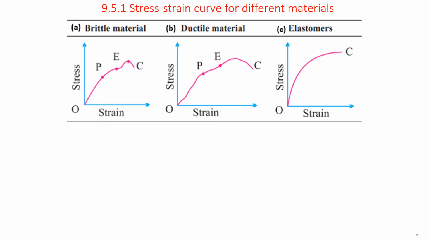The stress strain curve for different materials is shown on the screen. As explained in the previous slide, the test materials were selected as a brittle material, a ductile material, or elastomers. Elastomers are nothing but rubber material. Figure A shows the stress strain graph of a brittle material.